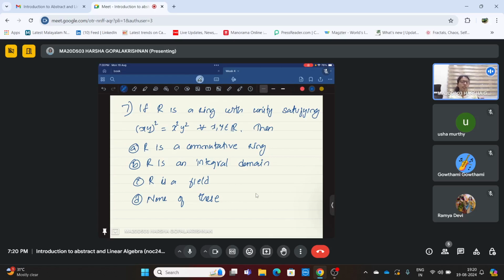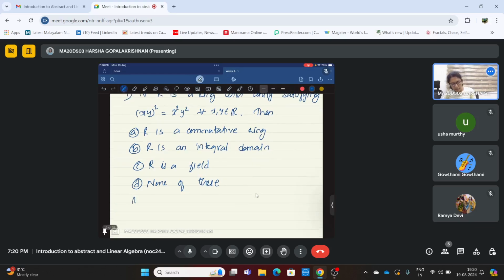So commutative ring means addition is already commutative, and multiplication should also be commutative. So the question is whether xy and yx are equal. The condition given is (xy) whole square equals x square y square. So I just want you to expand the condition here.